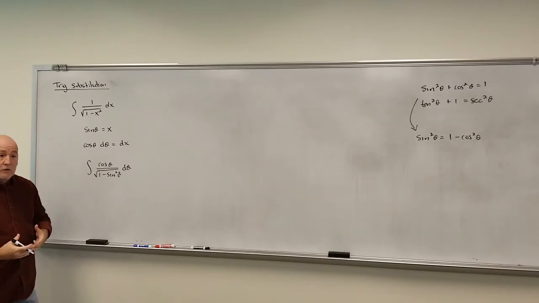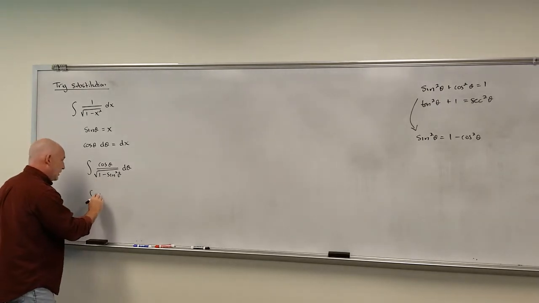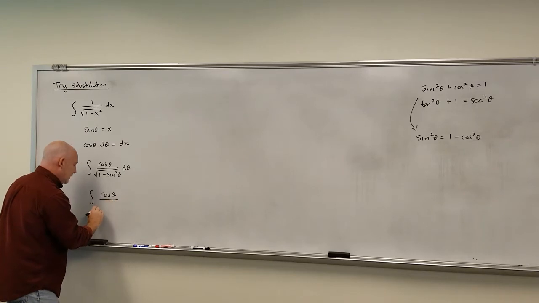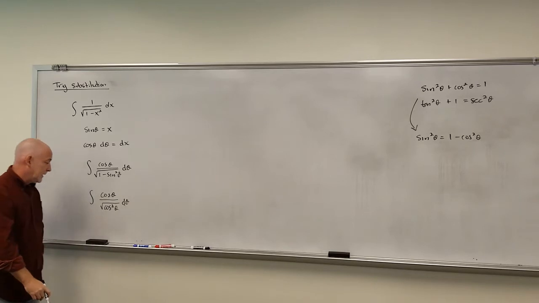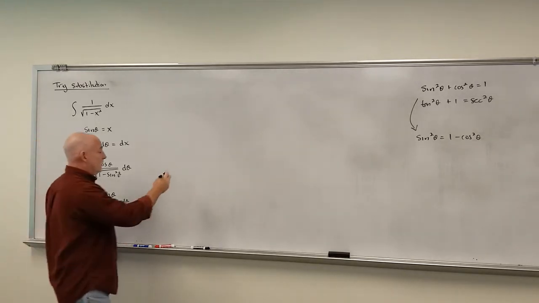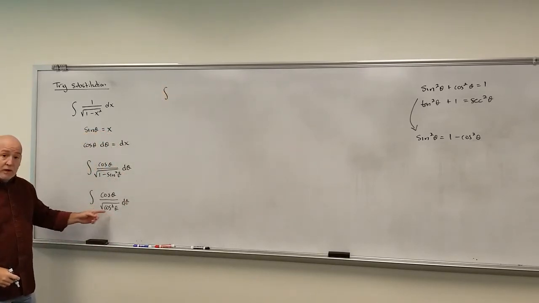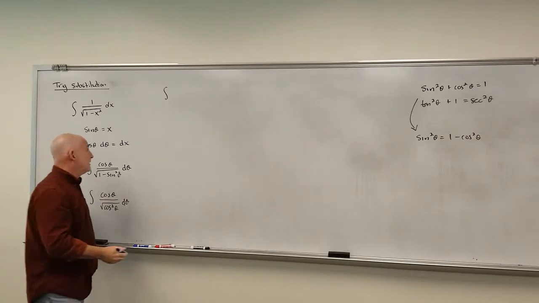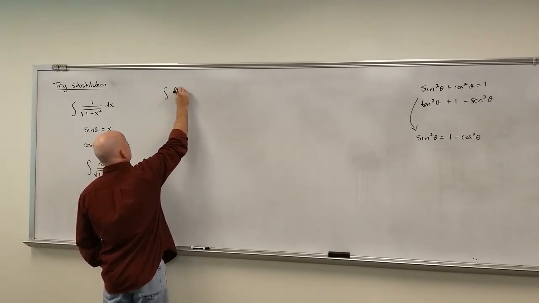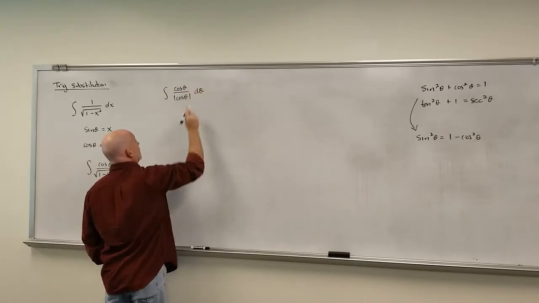Now here's the entire reason that this trig substitution works. Because now I can write these two terms under this radical as one term. So this is the integral of cosine theta over the square root of cosine squared theta, using my Pythagorean identity. All right, so now this is where it gets a little bit technical, but not too bad. Anytime we take the square root of something squared, technically it is the absolute value. So here we have the cosine of theta over the absolute value of the cosine of theta d theta.